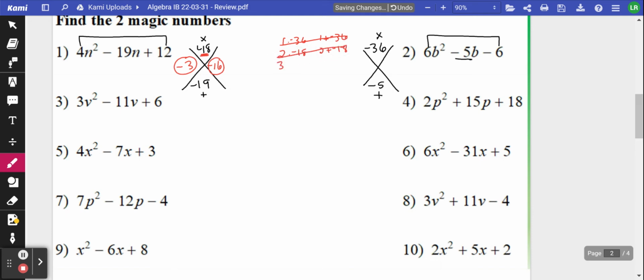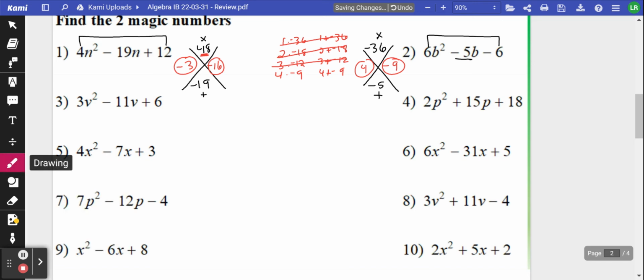Not it. Next number is 3. Start with negative 36 in the calculator. Negative 36 divided by 3 is negative 12. 3 plus negative 12, that's negative 9. Not it. Next number is 4. Negative 36 divided by 4 is negative 9. 4 plus negative 9, there it is, negative 5. So my two numbers are 4 and negative 9.